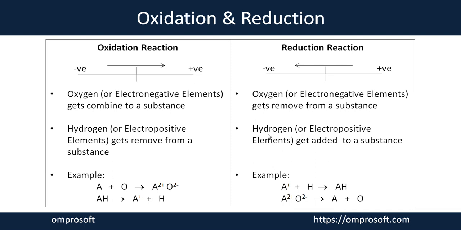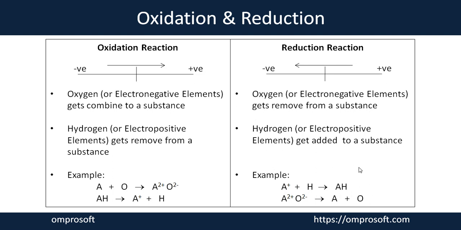Now with respect to hydrogen, if hydrogen gets added to any substance, because hydrogen is already electropositive, and if something electropositive gets added to any substance, the positivity of that substance gets reduced because they both have a similar charge. After the positivity is reduced, such a substance moves in the negative direction. That's why after the addition of hydrogen to any substance, the substance gets reduced, and such a reaction is considered a reduction reaction.